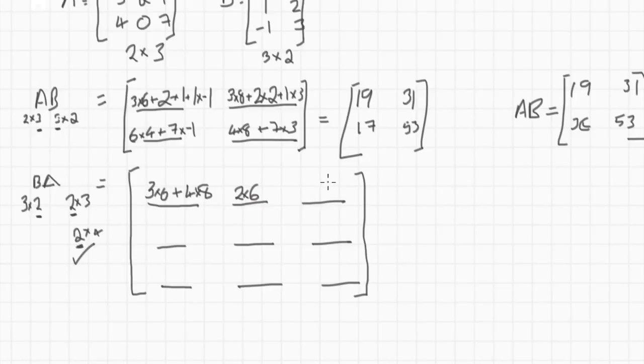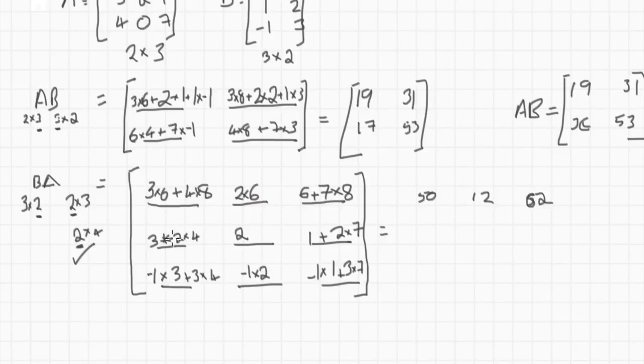This entry is in the first row, third column. So I'm going to multiply the first row by the third column. So 6 1s plus 7 8s. So that's your answer.